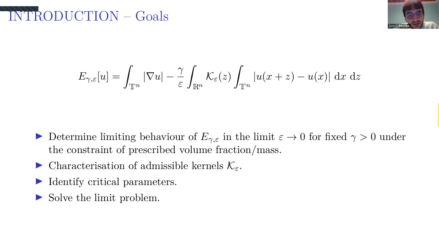At this stage, we also thought that having one kernel is good for getting some sense of what this functional is doing. However, we thought maybe we can also get more general kernels, and this is why from now on we are using K epsilon for a general kernel. As I said, we try to identify critical parameters, and if we find a gamma limit, can we explicitly compute them? And if so, how are they related to the original biological model? These are our goals, and from here on I stop with the introduction and go to the results. But before that, does anyone have any questions so far?